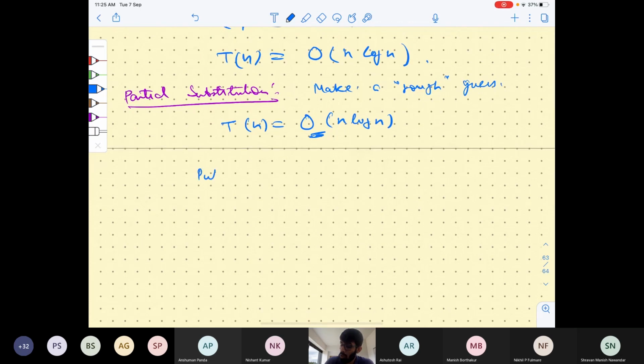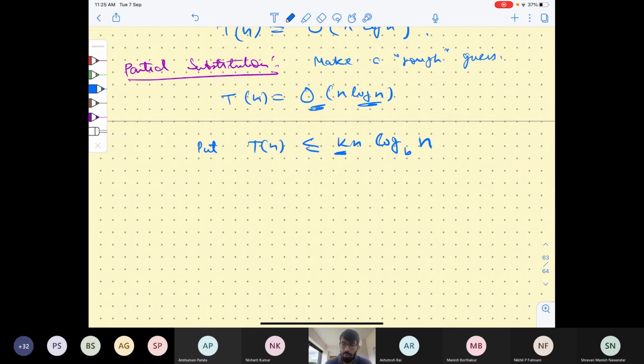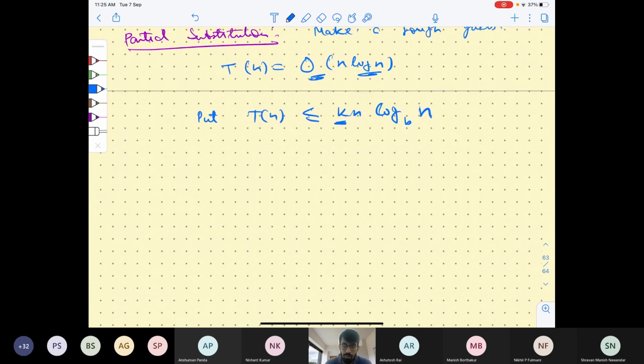So we'll put T(n) is less than or equal to k n log n, let's say log base b of n. We don't know which base here it will be, but that is not generally an issue because that will just get multiplied by a constant, and that can get absorbed in the k. But let's go through it just for the sake of clarity. Suppose we make the guess that T(n) is less than or equal to k n log base b of n.